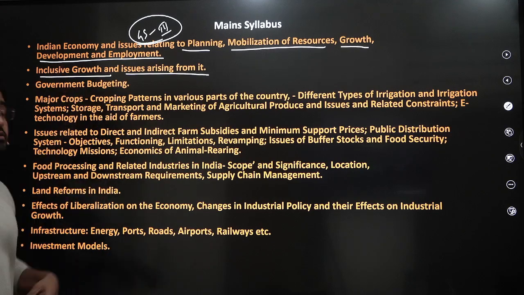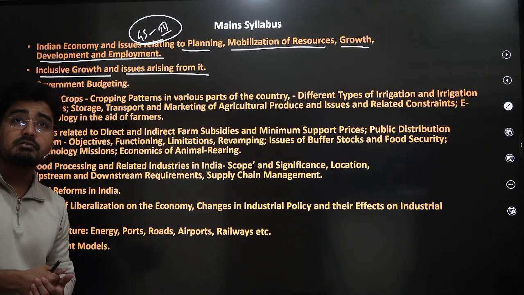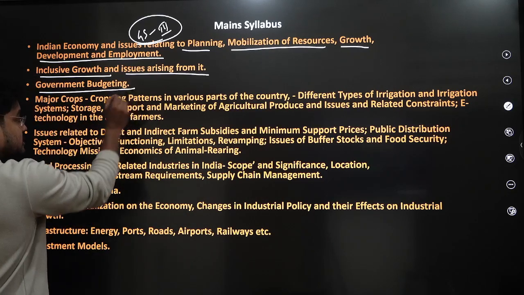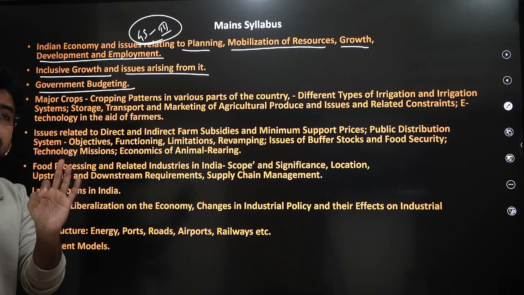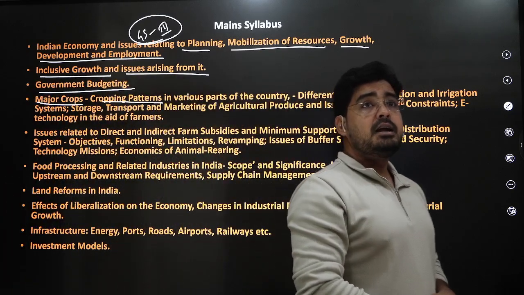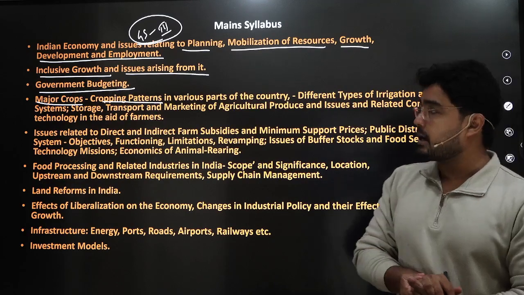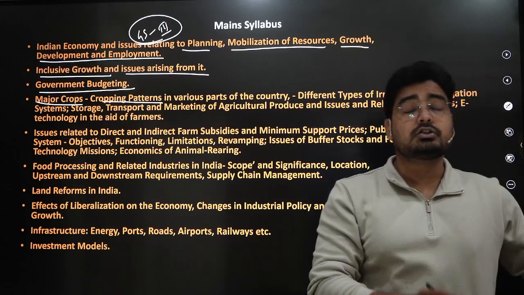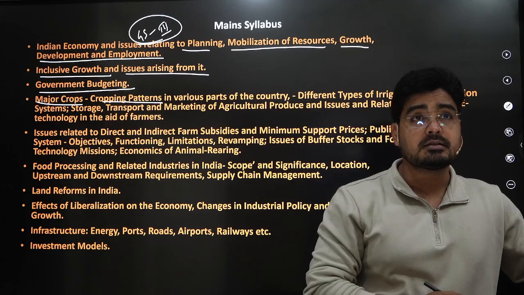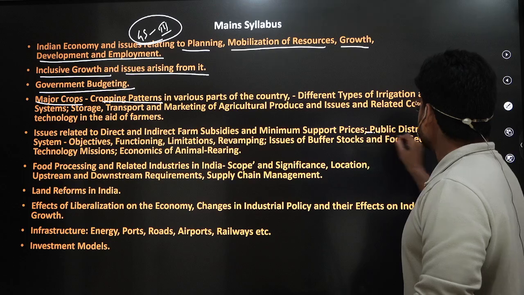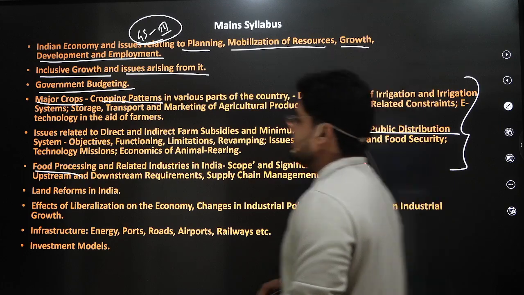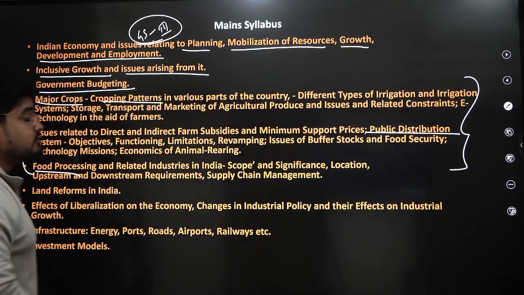As I told you, under inclusive growth, you are going to study about all the policies taken by the government for the benefit of the population. Government budgeting, of course, is important for both prelims and mains. Major crops, cropping patterns, irrigation practices and different kinds of irrigation practices, agricultural marketing issues, transport issues, issues related to direct and indirect farm subsidies, buffer stock norms, public distribution system, food processing industries. Basically everything about agriculture is important from the point of view of mains.